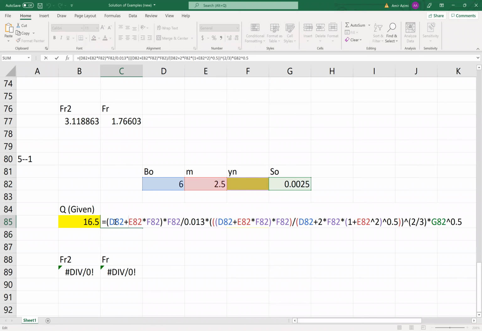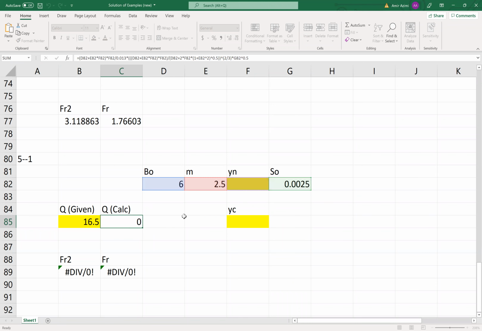So we go back to Excel. Here I have the equation for discharge. I have B0, m, Yn, and longitudinal slope. I start with 1. The idea is to match the left-hand side and right-hand side. You'll see that 1 meter of normal depth provides 226.9 cubic meters per second of discharge. So I need to reduce the depth.